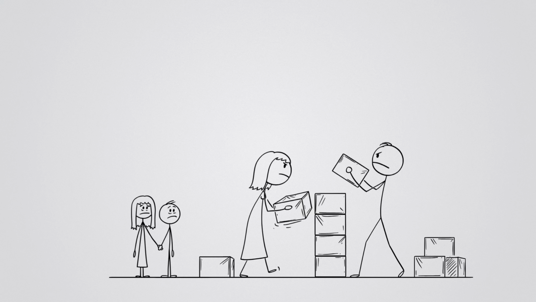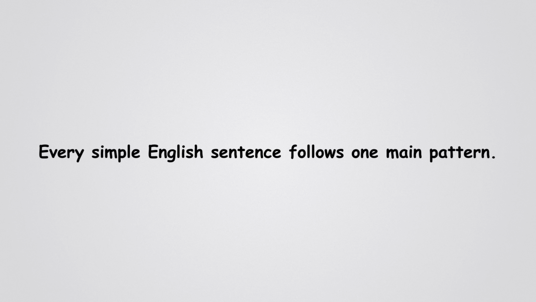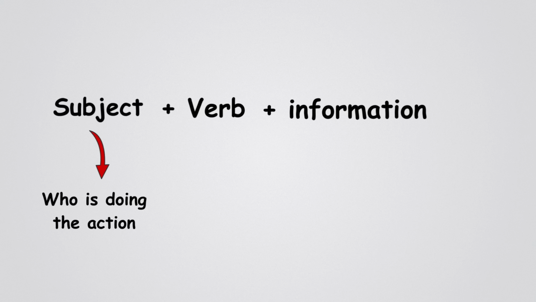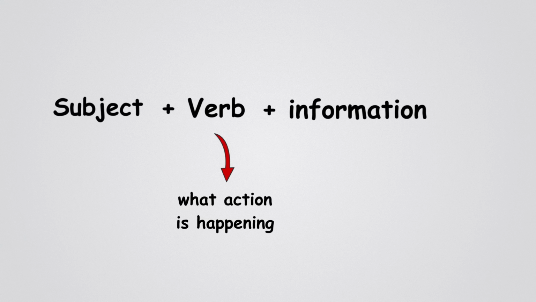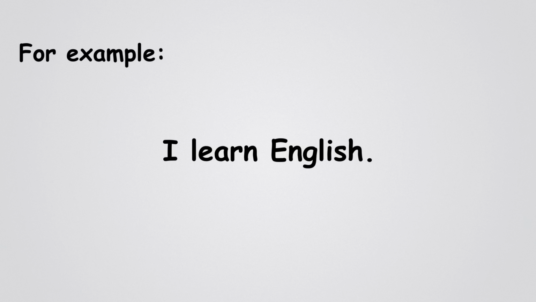To build English sentences correctly, the first and most important step is to understand the basic sentence pattern. Every simple English sentence follows one main pattern: subject plus verb plus information. The subject tells us who is doing the action. The verb tells us what action is happening. The information tells us more details about the action. For example, in the sentence, I learn English, I is the subject, learn is the verb, and English is the information. This is a complete and correct English sentence.